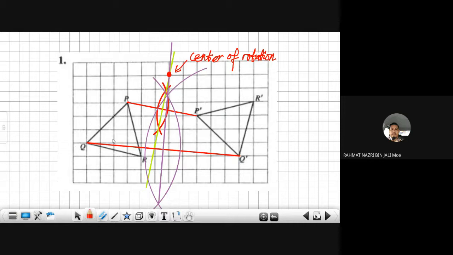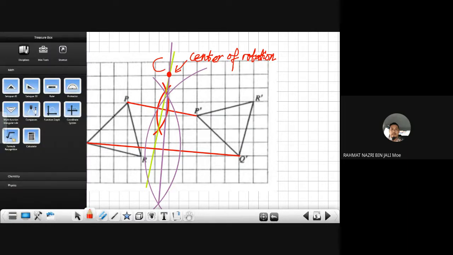Okay, and then the third step is we draw the Q to the Q prime with a straight line, and then we find out the perpendicular divider to the Q and Q prime. Then lastly, we find out that the yellow line intersects with the purple line at this point. So this point we mark with C after this. C here is the center of rotation. So let me replay this one.